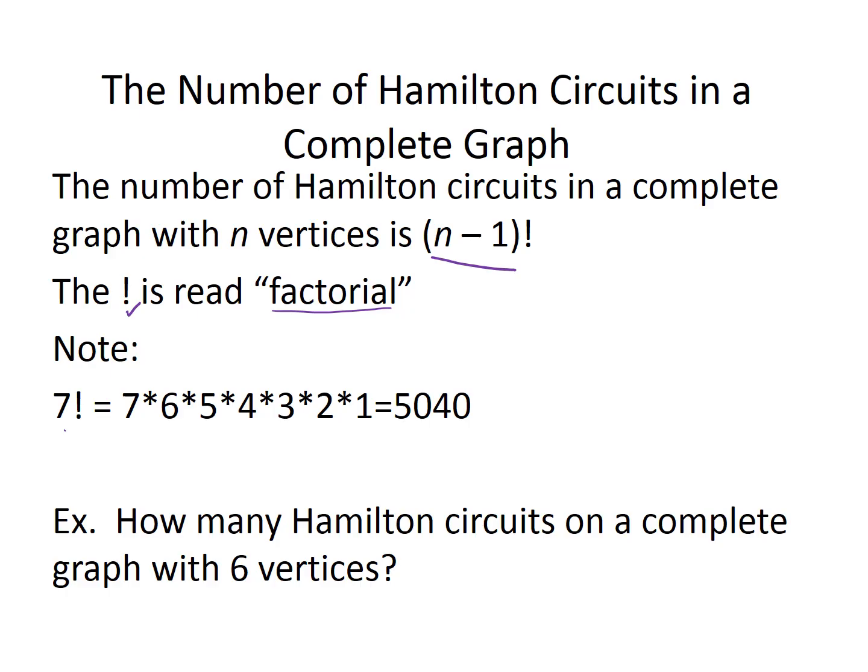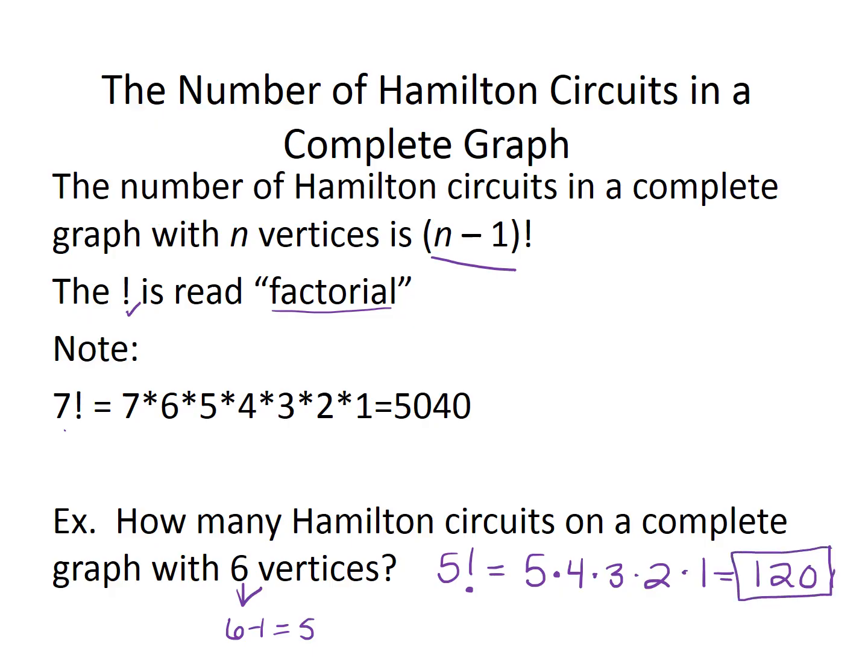Example, how many Hamilton circuits on a complete graph with 6 vertices? So we do 6 minus 1 to get 5, and we do 5 factorial. Not 6 factorial, because with 6 vertices, we only have 5 others to go to from the starting vertex. 5 times 4 times 3 times 2 times 1, which is 20 times 3 is 60, times 2 is 120. So you always just take 1 less than the number of vertices and then do the factorial.